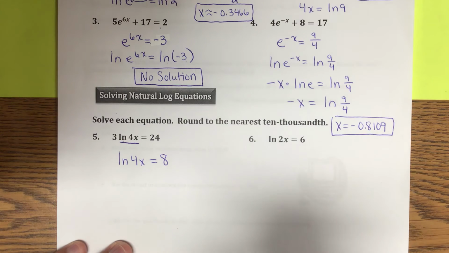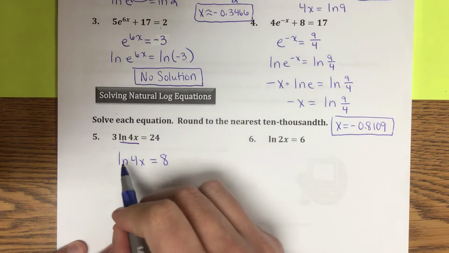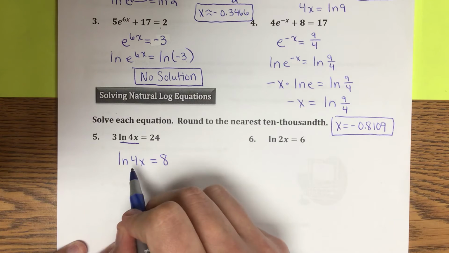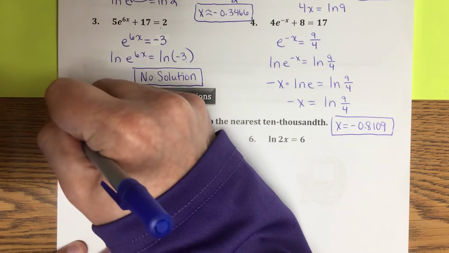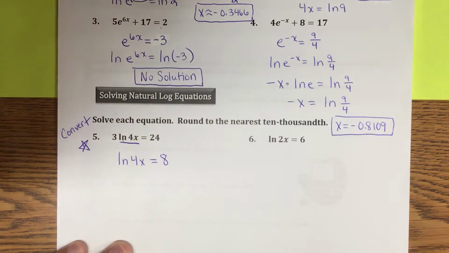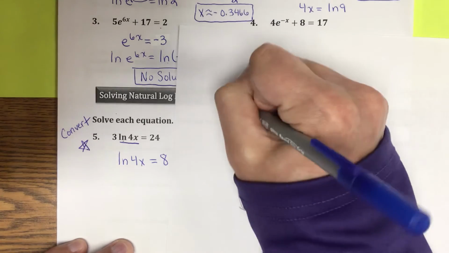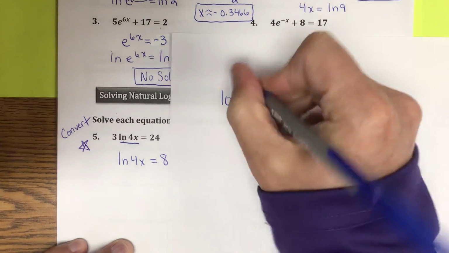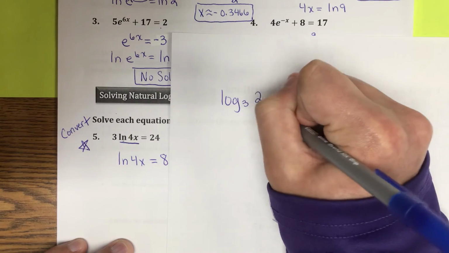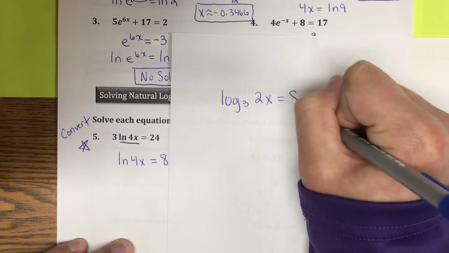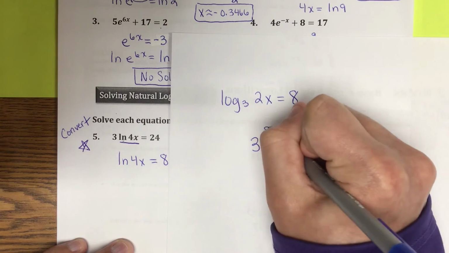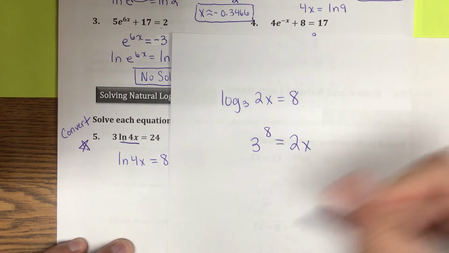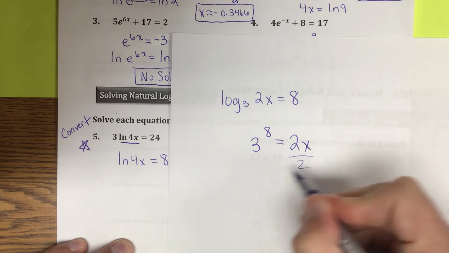There's no reason to use a log on both sides because I already have the natural log present. So you are going to convert. And I say convert because usually when you have a problem that looks like this, so let's say the log base 3 of 2x is equal to 8, the way that you would solve this is you would take the base, you would take the power, and then you'd set it equal to the term in the middle, and then to solve this you would just divide by 2.